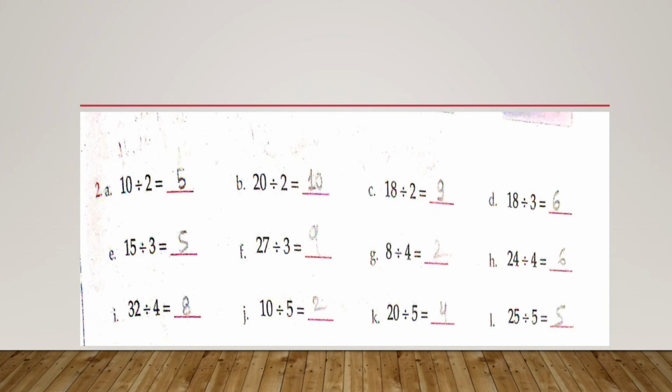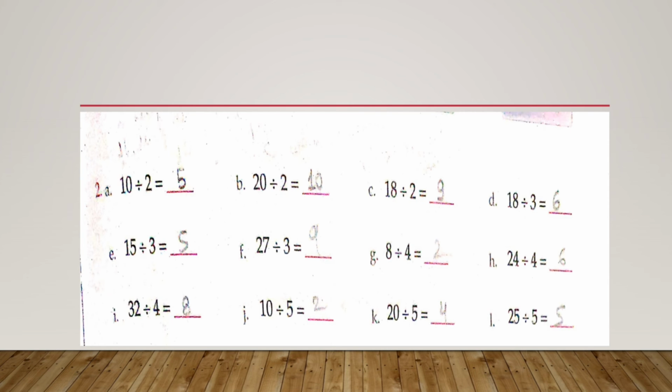Now children, in the same way you will do the next question, question 2. Look at the first part, 10 divided by 2. So children, read the table of 2 until you get 10. So 2 5s are 10. So children, when you divide 10 by 2, you will get answer as 5.